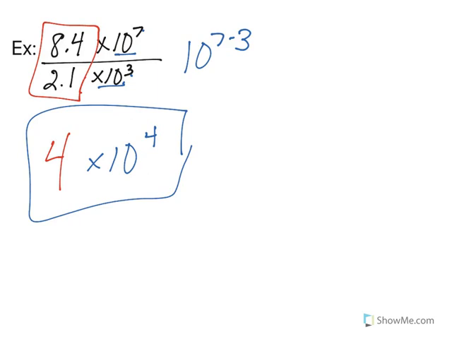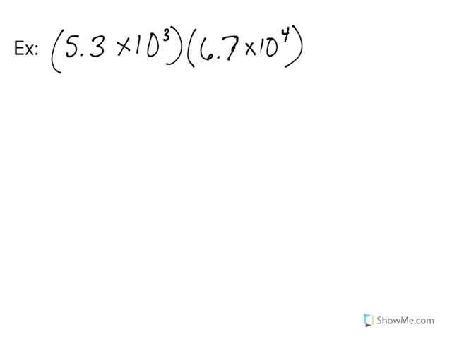So my final answer is 4 times 10 to the 4th. Now, if they ask you to change that to standard form, you would simply move your decimal, the usual. Let's do 2 more that are slightly different. 5.3 times 10 to the 3rd times 6.7 times 10 to the 4th. Again, let's do our non-base 10 numbers first.